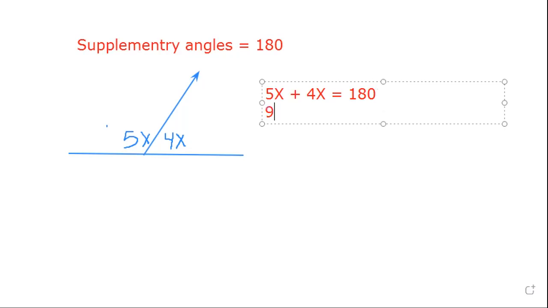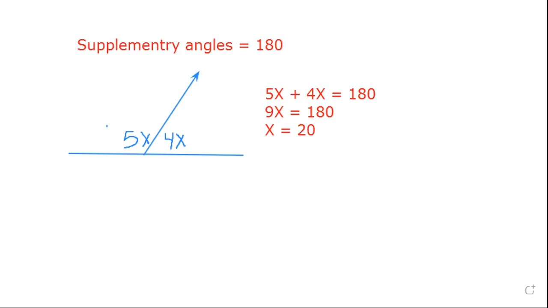Their sum together equals how many? 9. Very good, Ibrahim. Equal to 180. So we will divide both sides now by 9. Then the value of x will be equal to 20. So we have complementary angles and we have supplementary angles.